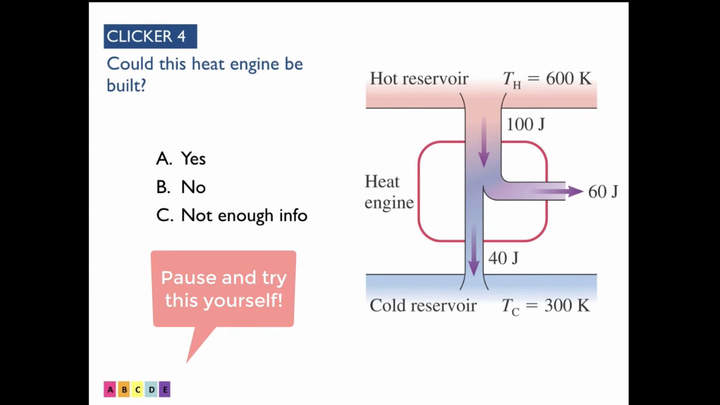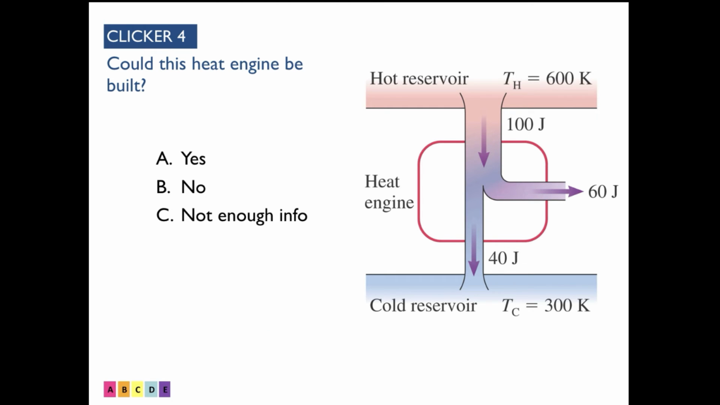So can this heat engine be built? I'm going to give you a couple minutes, pause the video, see if you can figure out what you think. All right, we're back. It turns out the answer is no. Now, why is the answer no? Well, what's the Carnot efficiency? Carnot efficiency is going to be 1 minus TC divided by TH. TC divided by TH, that's 300 over 600, that's 1/2. So 1 minus 1/2, that's 1/2, that's 50%.